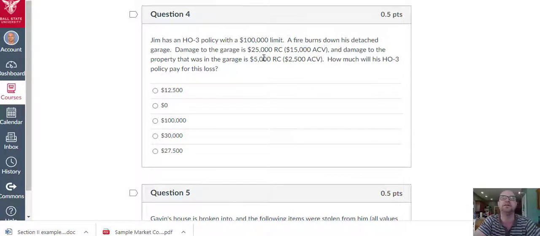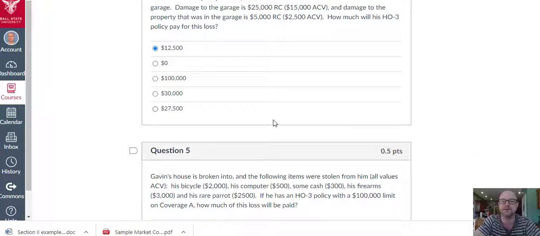You'll get 10,000 there. And then damage to property that you have in the garage. Personal property is covered where? Anywhere in the world. Personal property covers anywhere in the world. So the fact it's in the garage doesn't change anything. It's a fire. You're going to get 2,500 there, and you're going to get 10,000 for the garage itself because you're limited by 10% on coverage B, 12,500 in total.